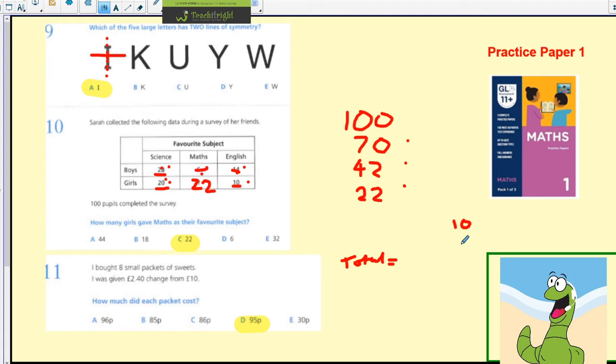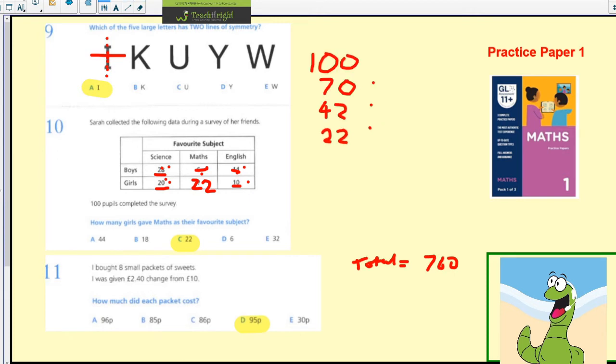So I'm going to do £10 take away 2 gets me to £8. Then £8 take away 40p gets me to £7.60. So my total, if I can show you, my total cost is £7.60. Let me just clean that up. So £7.60. And so what I now need to do is divide the fact that all 8 packages cost £7.60.